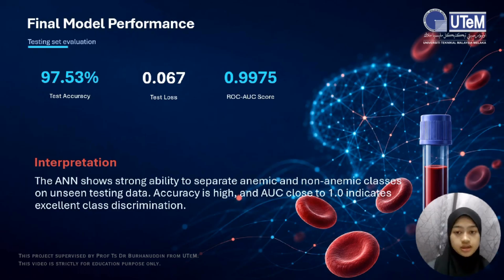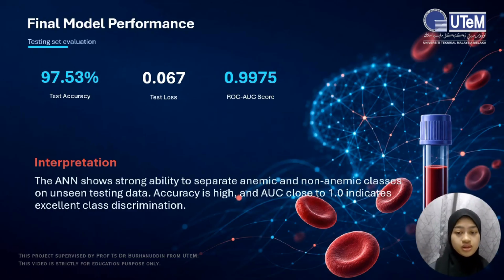Now for our slide 8, final model performance. Here we present the final evaluation result on the testing set. Our model achieved 97.53% accuracy, a test loss of 0.067, and a ROC AUC score of 0.9975. These numbers indicate excellent performance. The model can clearly separate anemic and non-anemic cases.